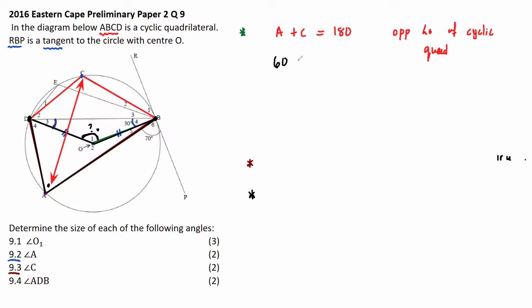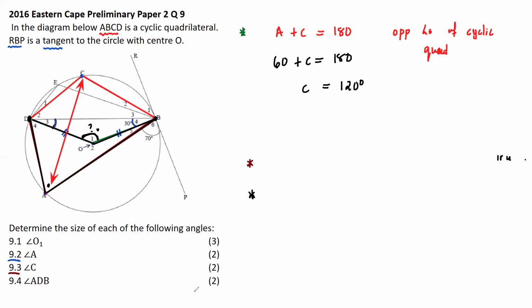A is already 60. We calculated. I'm looking for C, and you do your maths properly right there. The value of C becomes 120. That's all good and well. Perfect. C is 120. We start small.